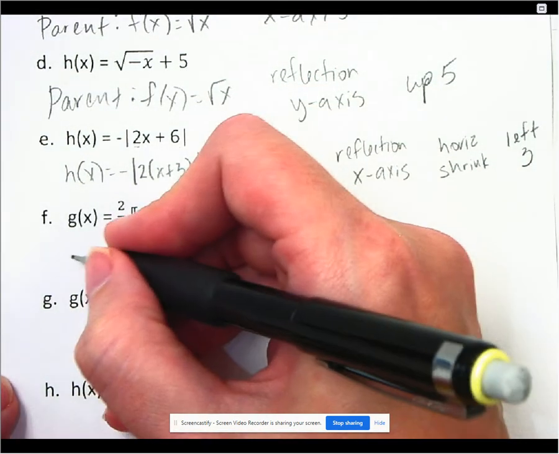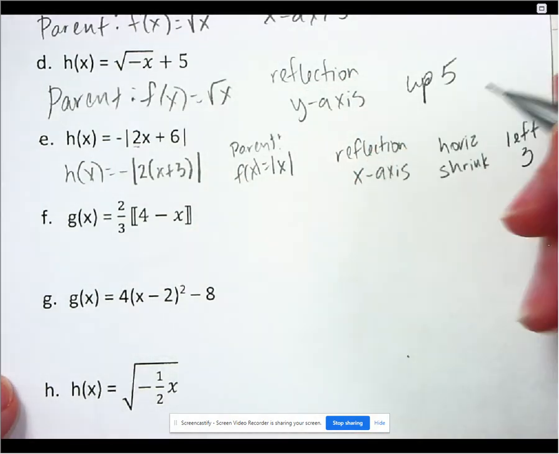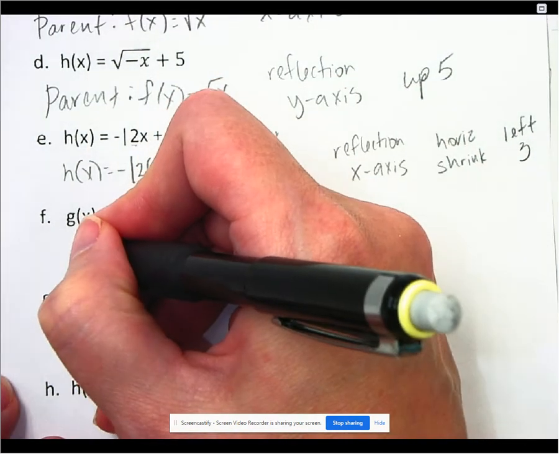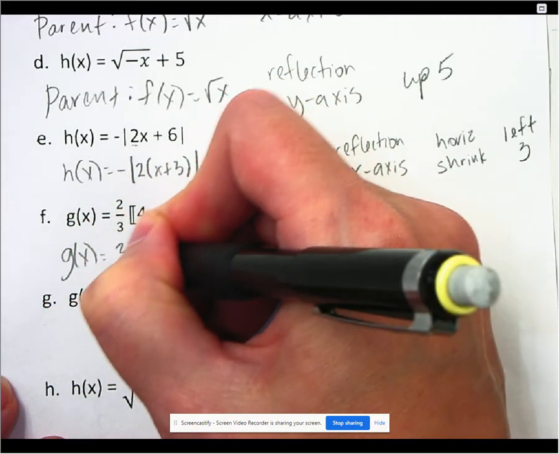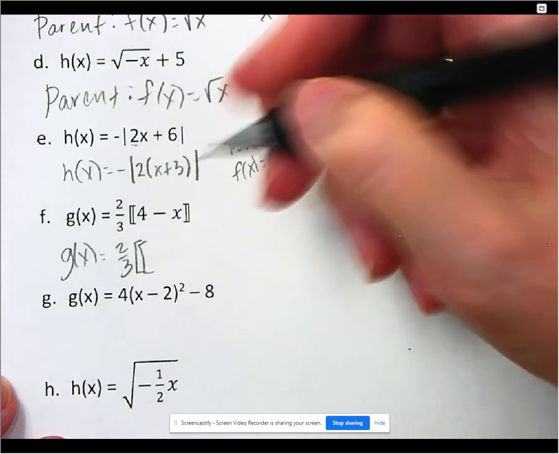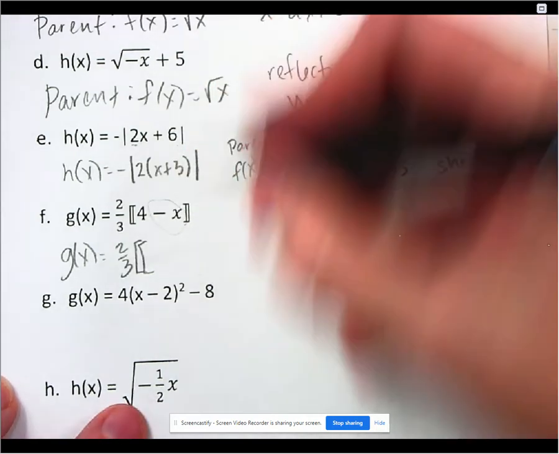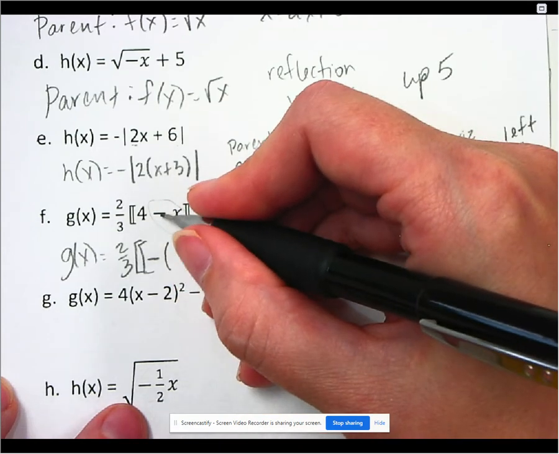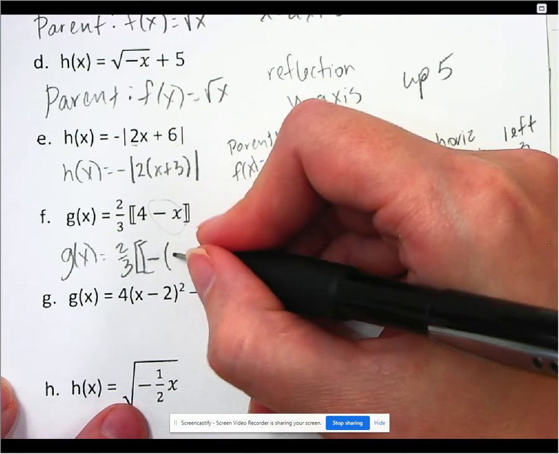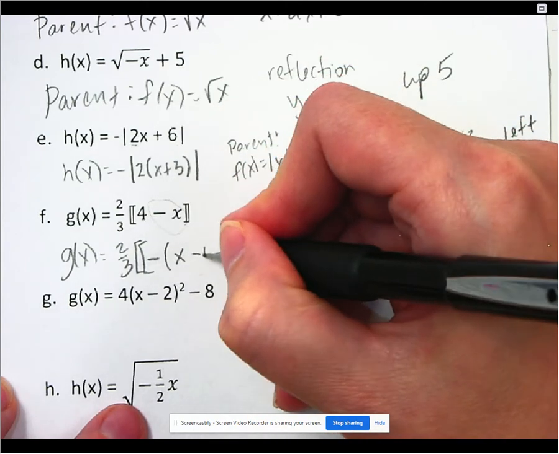Okay, so let's look at the parent. Oh, this one actually, we're going to have to do that also. So if we're looking at the coefficient of x here, the coefficient of x is -1. So I'm going to factor out that negative. So we factor the negative out of negative x is positive x. You factor the negative out of 4, it's -4.